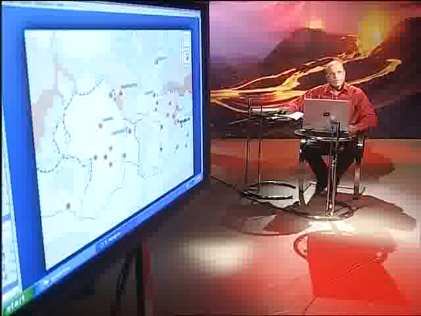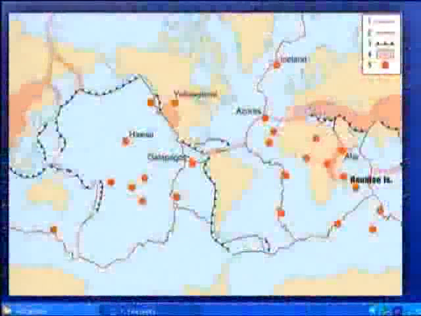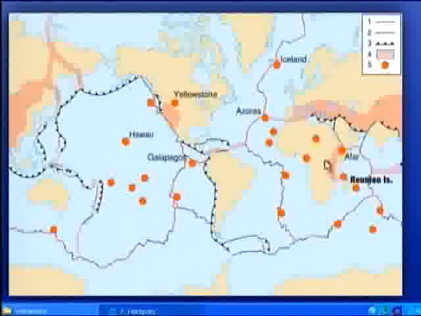There are a few volcanoes which are located not along the margin of plates, but deep inside continents and inside oceans. They are known as intraplate volcanoes. Let us look at their distribution on a world map. As you can see here, the red spots show intraplate volcanoes. It means that they are located far from plate margins.